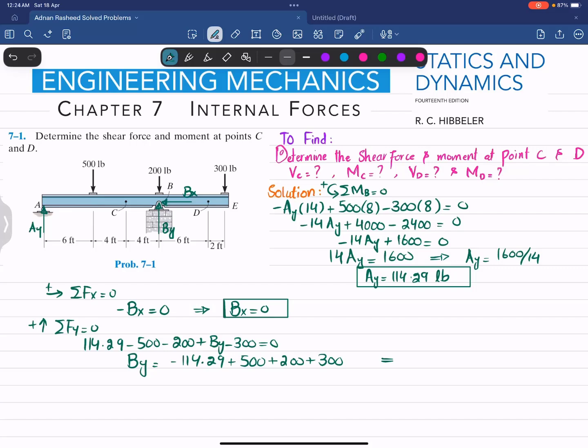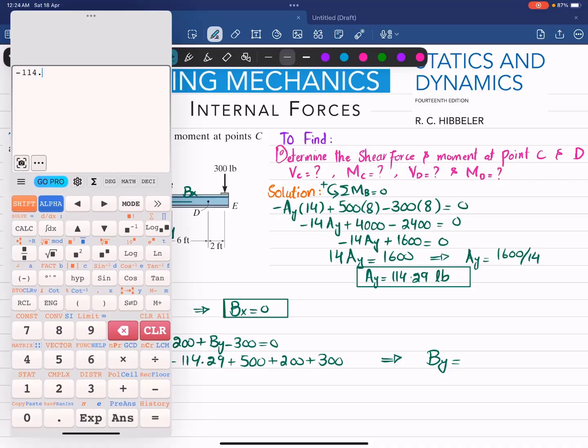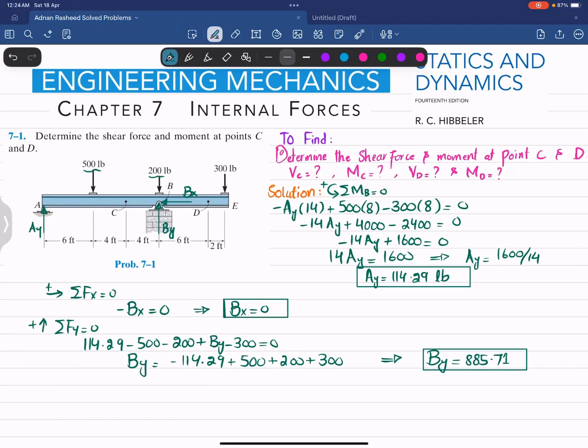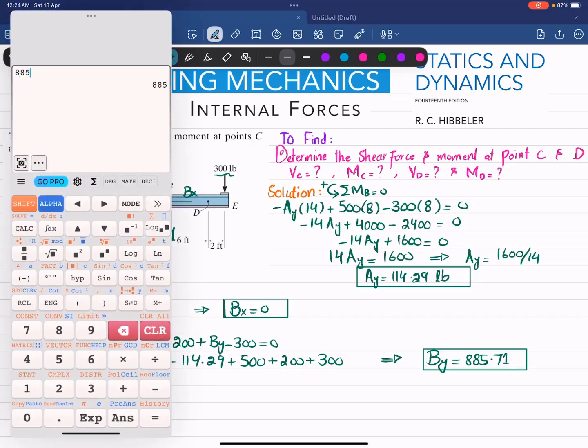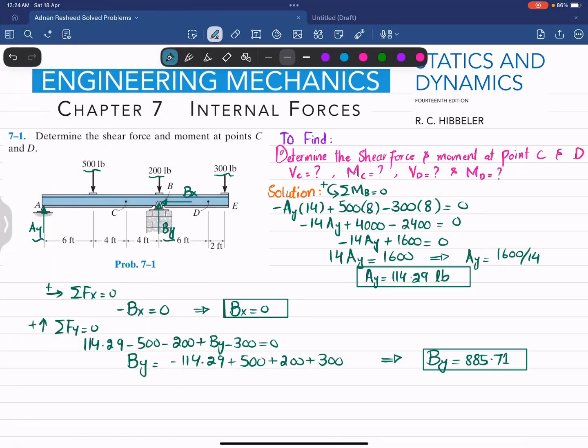Clear? And when you calculate this By, you will get minus 114.29 plus 500 plus 200 plus 300 is 885.71. Now you can confirm it. If you add all these forces, this is 1000, and if you add Ay and By, it should also be 1000. So 885.71 plus 114.29 is 1000. So it means that Ay and By are correct. So up till now we have found out this Ay, By and Bx.